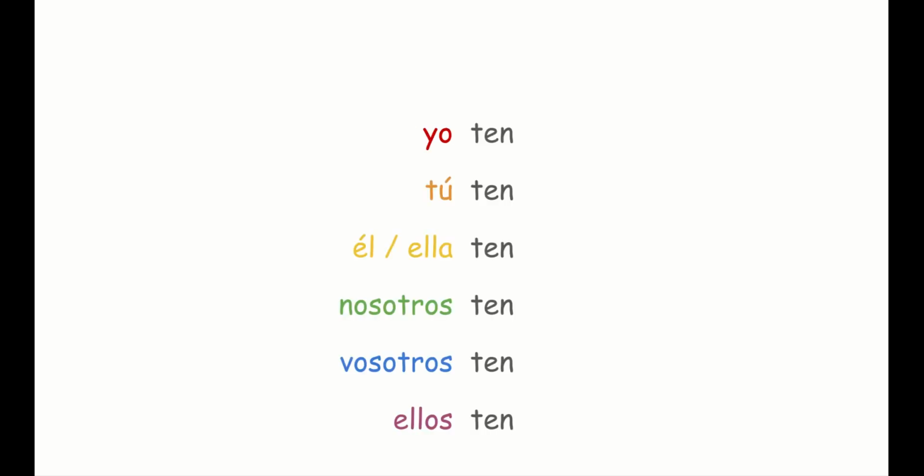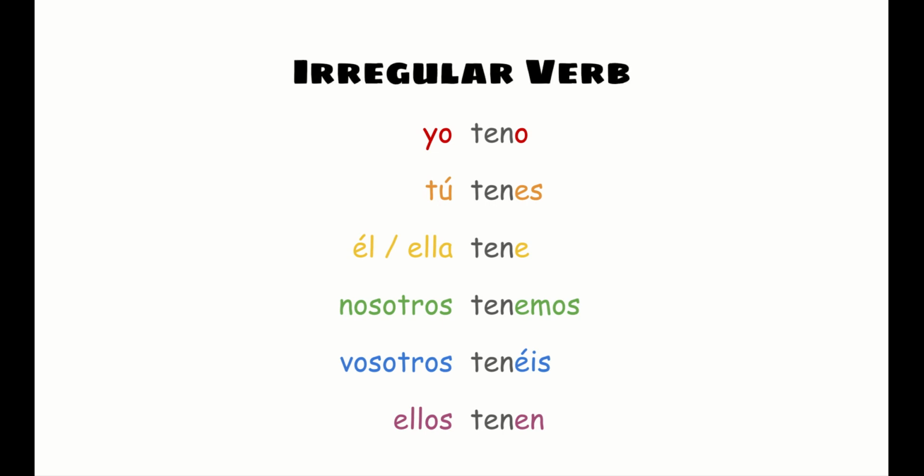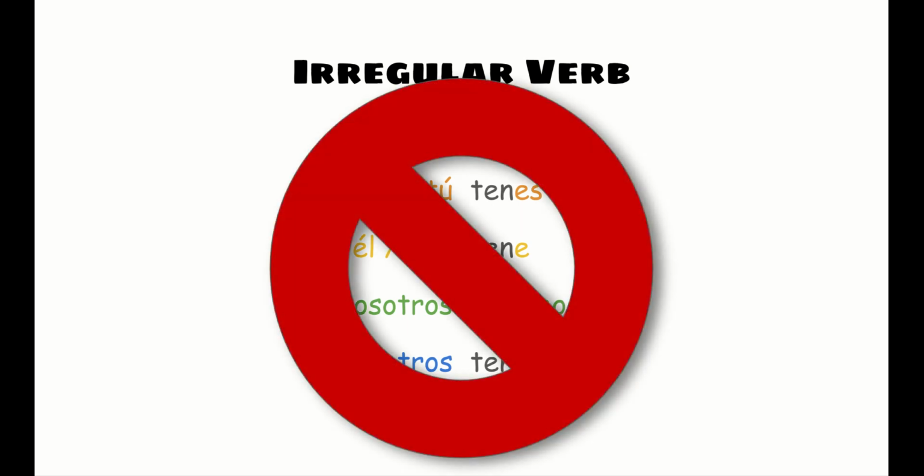And when you conjugate tener, you would think that you could just follow the normal endings. And since tener ends in an ER, you would think you would use the ER endings. So you would think you would add an O for yo, an S for tú, an E for él or ella, an hemos for nosotros, an es for vosotros, and en for ellos. But unfortunately for us, tener is an irregular verb, and that means it does not follow this normal pattern. So everything here is wrong. Don't ever conjugate tener like this.